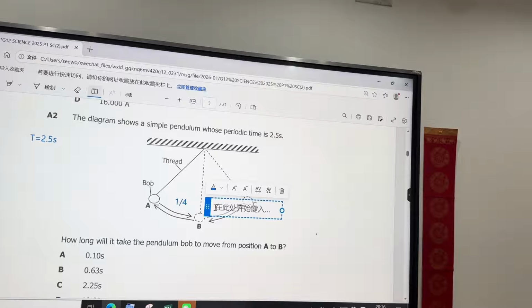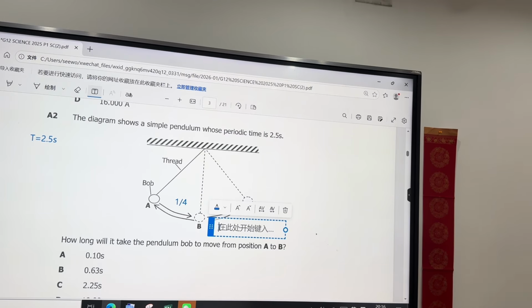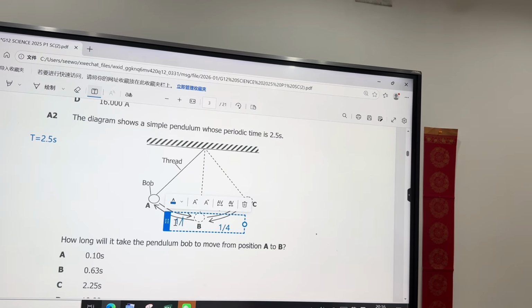B to C is another 1/4. C to B, another 1/4. And B to A, another 1/4. That is what you want to know here. So you can see that from A to B, 1/4. B to C, 1/4. 1/4 plus 1/4 is 1/2 or 2/4.